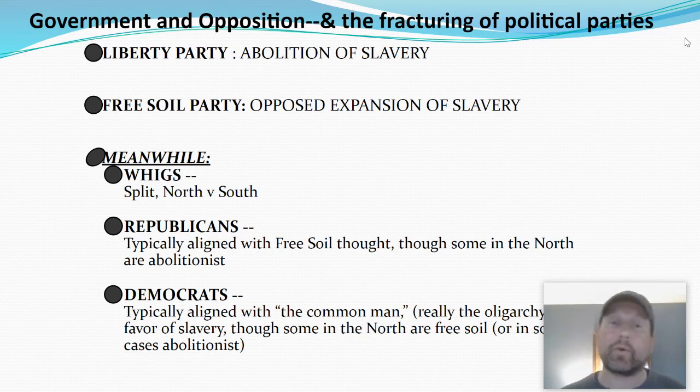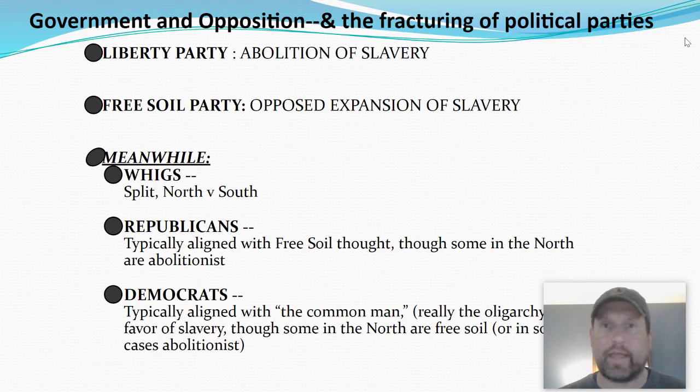And then we have our Democrats, who claim that they are typically aligned with the common man, and therefore are pro-slavery. You could really make the argument, though, that they're really aligned with the oligarchy, right? Keeping in mind that those who actually owned slaves are fairly limited. It's really around 25-30% of white Southerners who are slave holders, and certainly less than that to any significant degree.